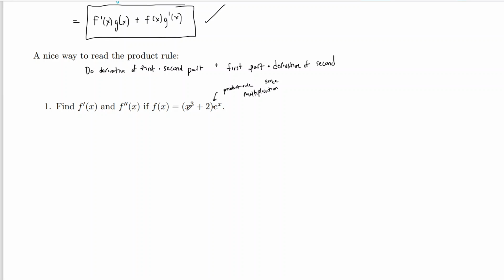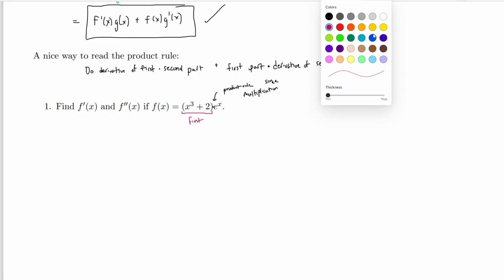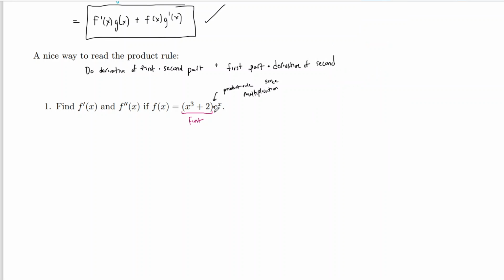Well, the first part I should use is the first thing we're multiplying, which is the x cubed plus 2. And the second part is the second part of the multiplication here, which is e to the x. And why I like doing that so much is that when you set up the product rule, you read it in your head as: derivative of the first times the second plus the first times the derivative of the second. It's a lot easier to just write down and then go through the steps.